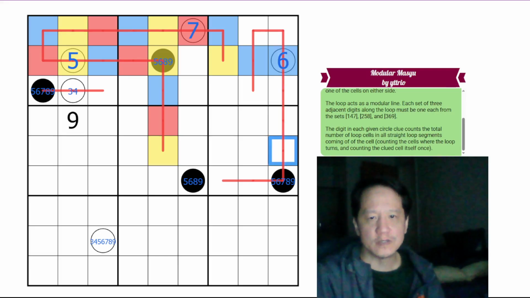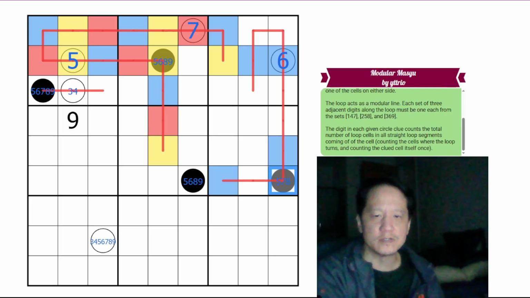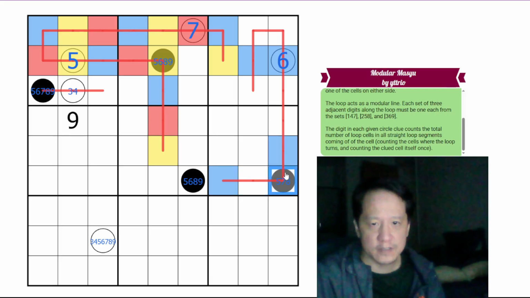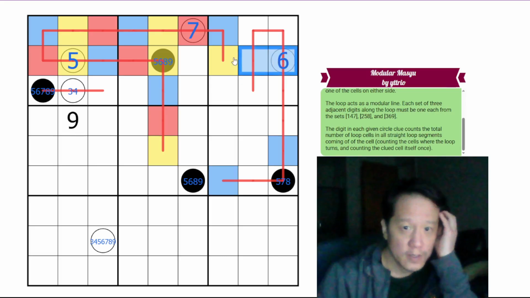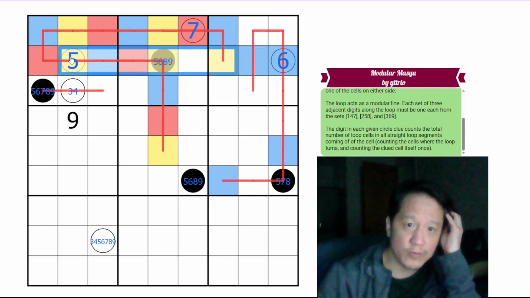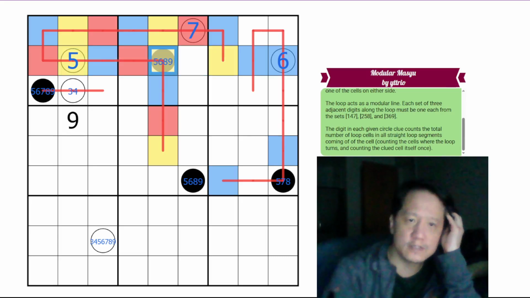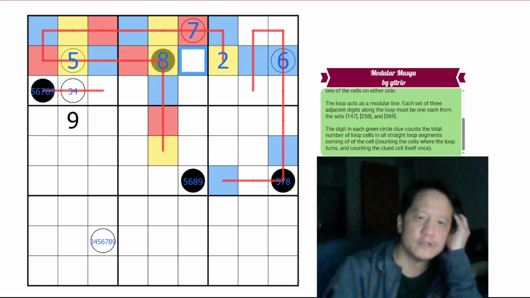So every third is a blue, so this is blue, this is blue. This cannot be blue, so it's not 6 or 9, it's 5, 7, or 8. We have 3 blues here. We have 3 yellows here. This has to be 8. This is a 2. This is red.